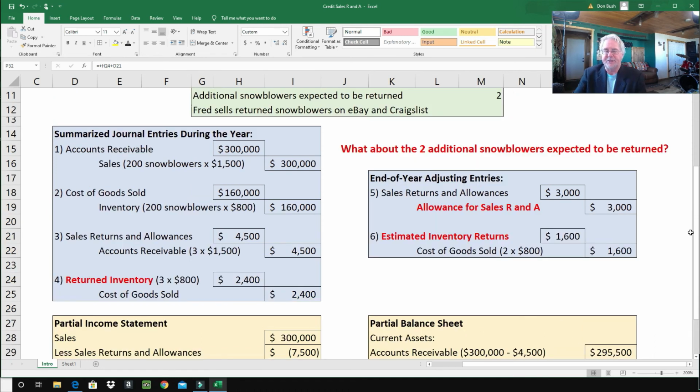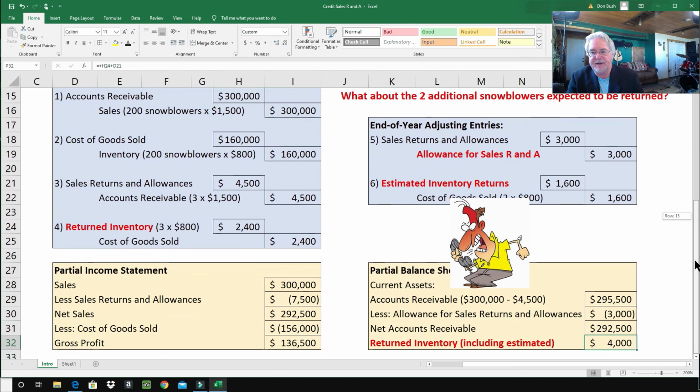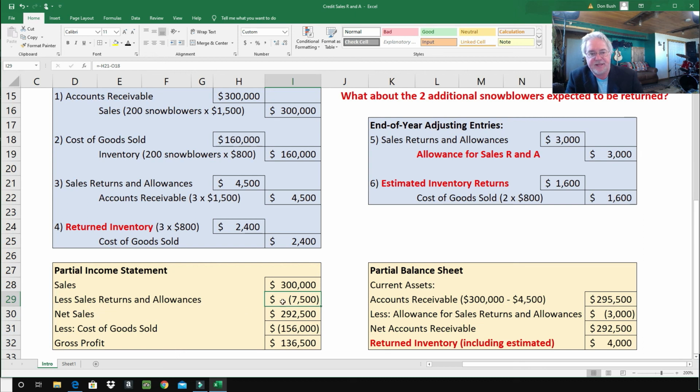So ladies and gentlemen, what did we learn today? We learned that it's important to keep track of these sales returns allowances. I like to think of it as an indicator of how unhappy some of my customers are. So here we have on our income statement less sales returns allowances of minus 7,500. That represents customers that did not like their snowblowers for whatever reason and returned them. So we want to keep that number as small as possible.